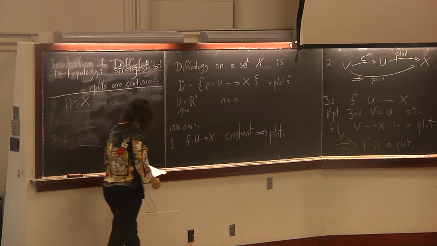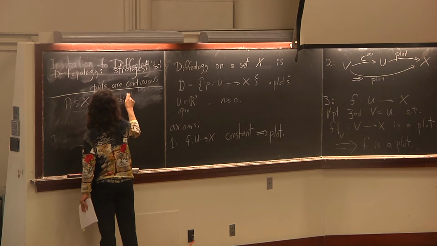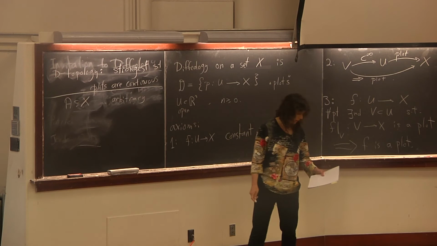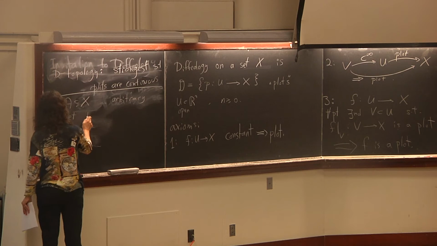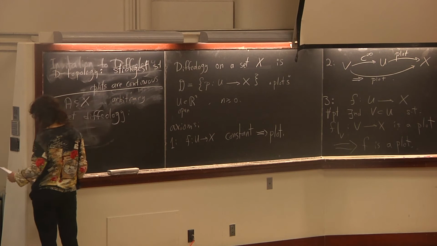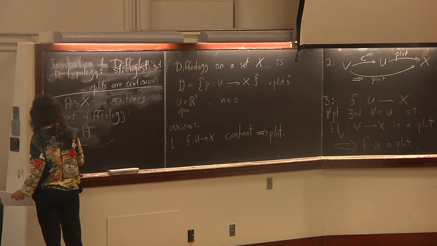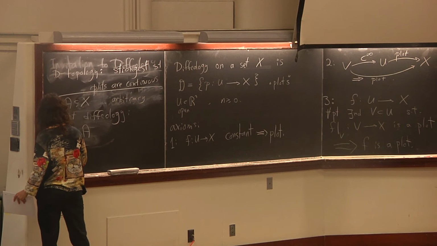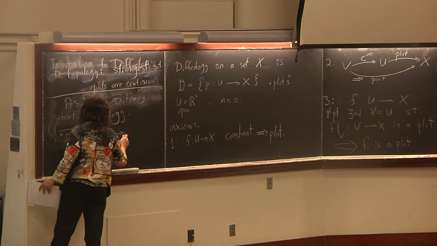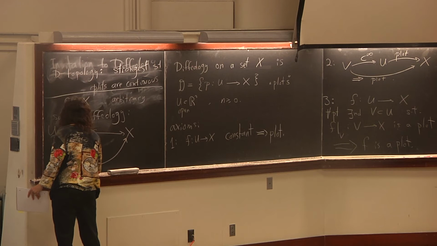Now, if you have a subset of a diffeological space, and this can be an arbitrary subset, it does not need to be D-open or anything of that sort. It can be pretty bad. It always acquires a subset diffeology. A map from an open subset of R^n to the set A is a plot if and only if its composition with the inclusion map is a plot of the ambient space X.